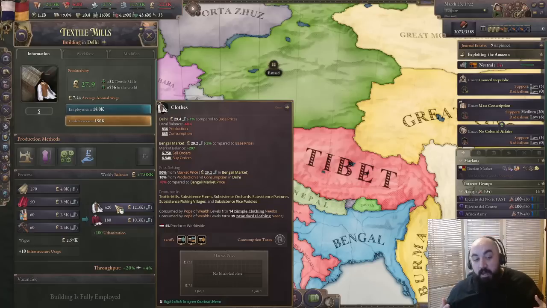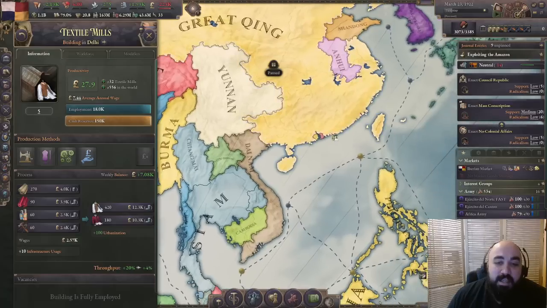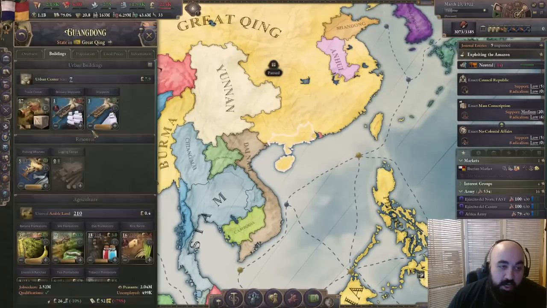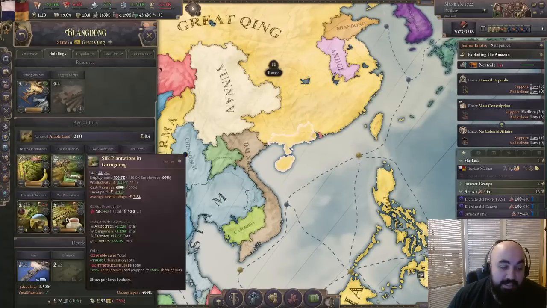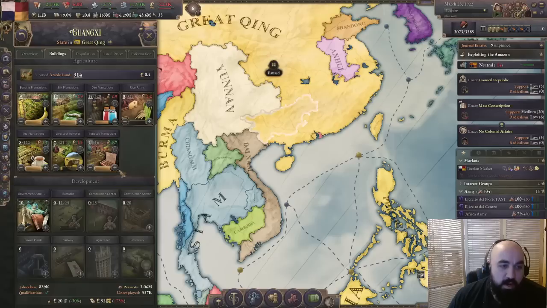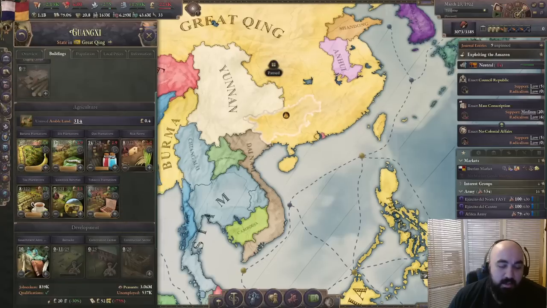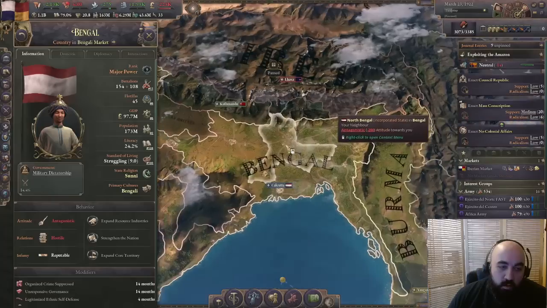If you happen to be playing the East India Company or take some of their states, or have some states that have some of these features, like for example in Qing, Guangdong has at least dyes and silk. I don't think there's one in China that has dyes, silk, and fabric. I think you will see it all in North Bengal as well.